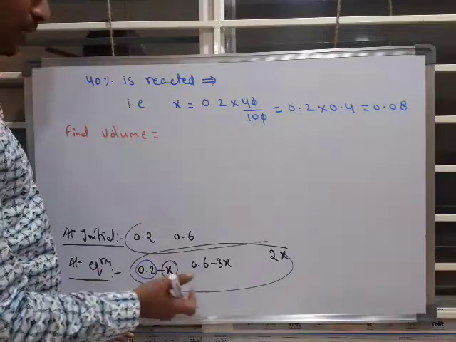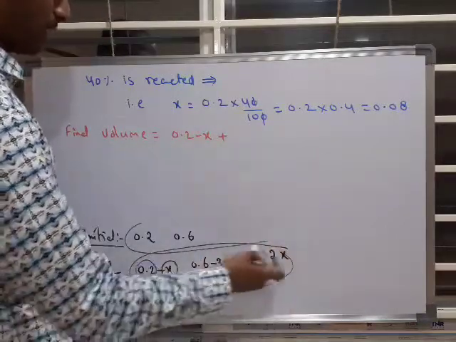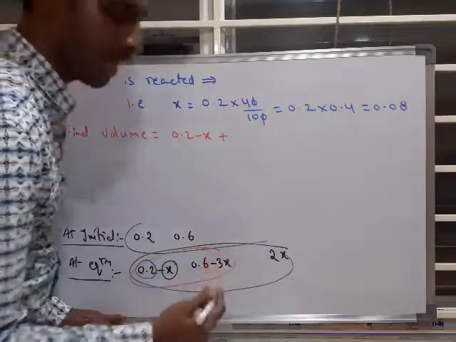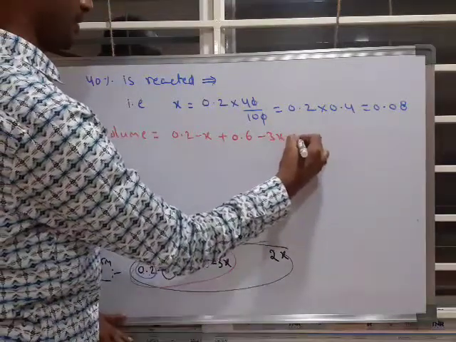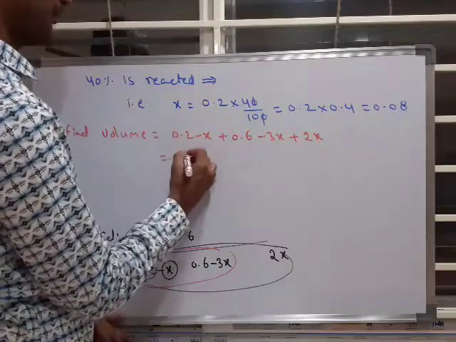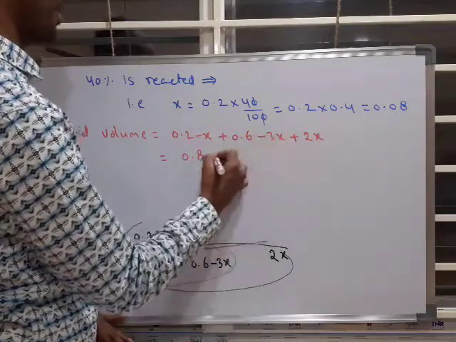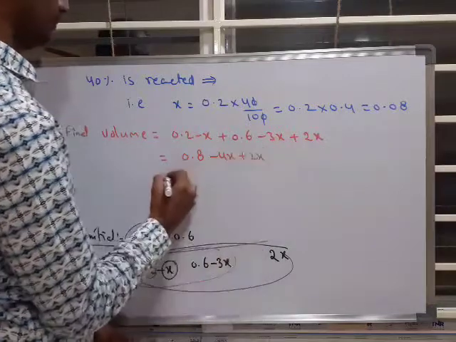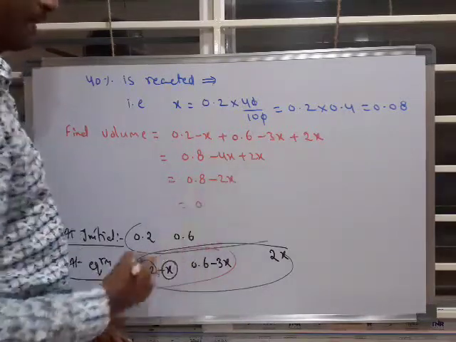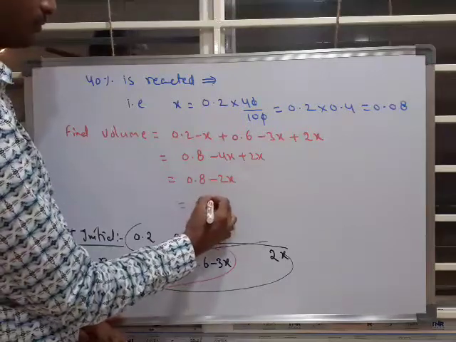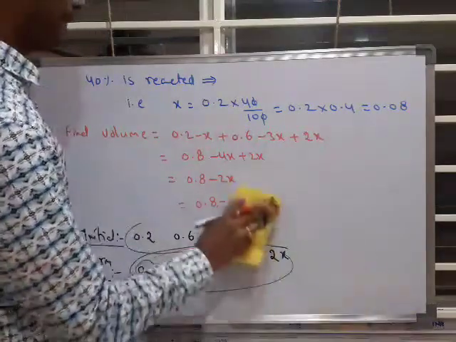So the final value equals the number of moles: 0.2 minus x plus 0.6 minus 3x plus 2x. In the vessel we now have the products as well as the remaining reactants, because 100% reaction has not happened. Let's substitute x finally. So 0.2 plus 0.6 is 0.8, minus x minus 3x plus 2x. What is the x value? That is 0.08.